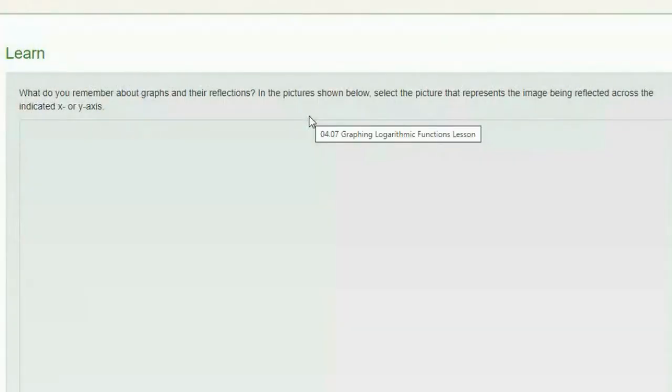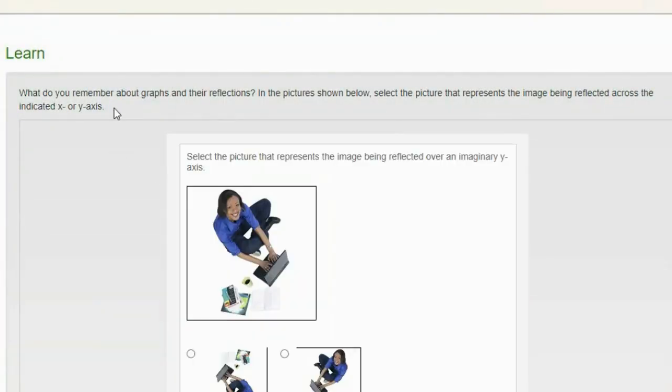All right, got that. Let's go back to our 4.07, graphing log functions. So, I need to open up Desmos for the graphing. All right, Desmos is opening. Okay. What do you remember about graphs? I'm going to open up the chat so I can get some responses on this.